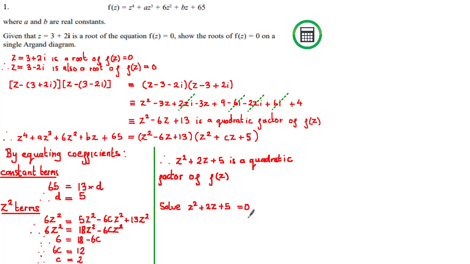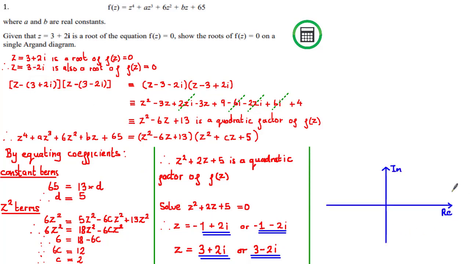2z plus 5 is equal to 0, which can be solved using the quadratic formula or by using a calculator. Either way, you would get the roots z is equal to negative 1 plus 2i or negative 1 minus 2i, which you would expect as it's the complex conjugate of this root. And so now we have all the roots, 3 plus 2i or 3 minus 2i, which were the roots we saw earlier. We can now sketch these on the Argand diagram.